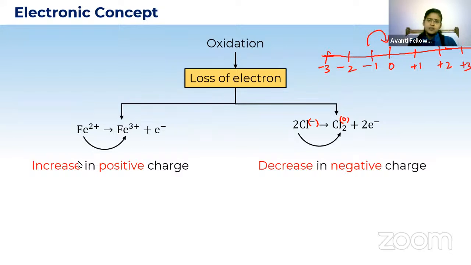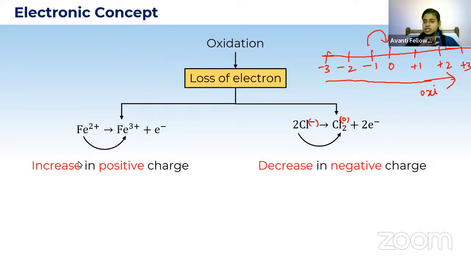Or simply to remember, if you are going from the negative side to the positive side, it means that the element is getting oxidized. So here we are going from -1 to 0, and in the first case, we are moving from +2 to +3. So if you are moving towards the positive direction, then you are doing the oxidation. This will be very easy for you. Clear?